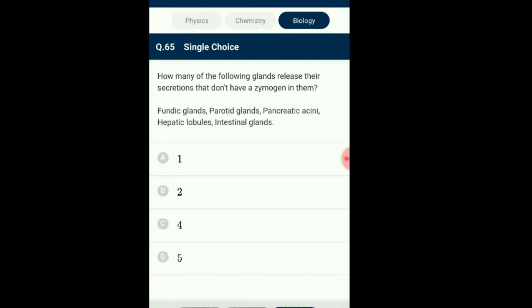The enzymes secreted by intestinal glands such as nucleotidase, nucleosidase, sucrase, lactase, maltase, aminopeptidase, dipeptidase and lipase are also secreted in the active form and are not zymogens. So the answer for this question is option B. From the given glands, there are two secretions that do not have zymogen in them.